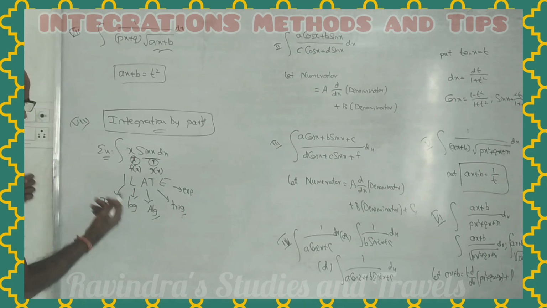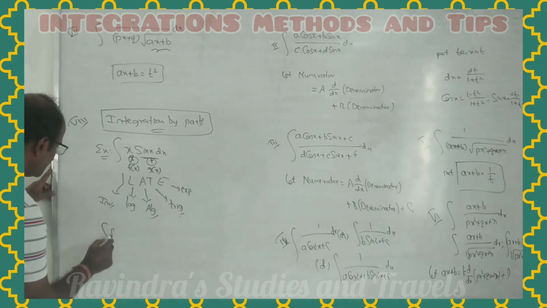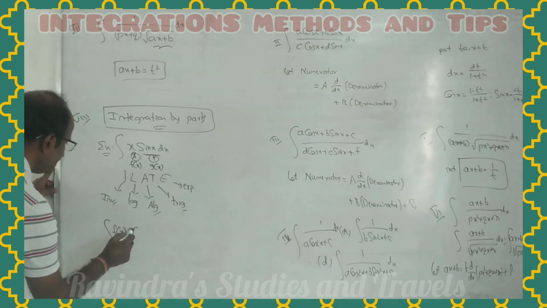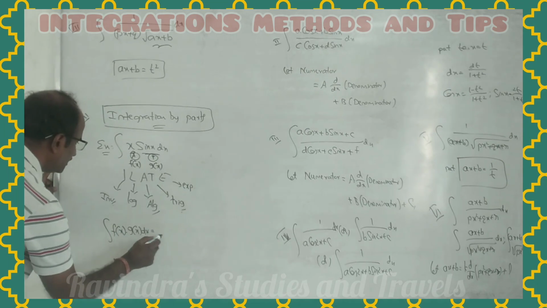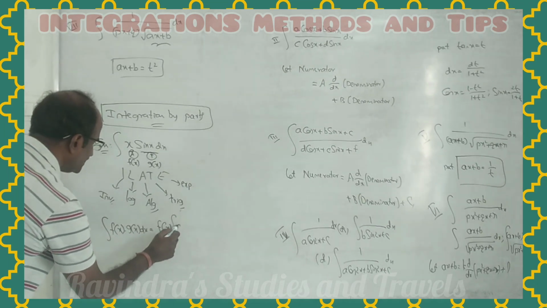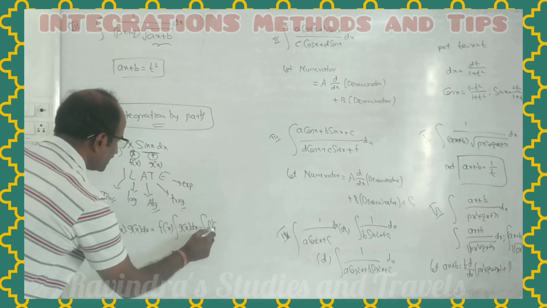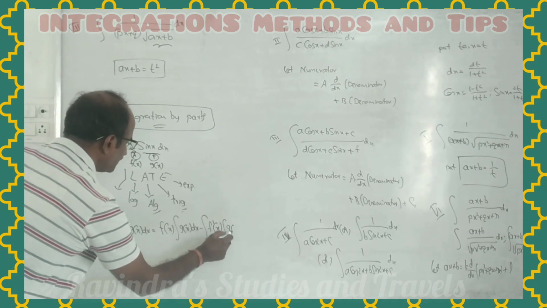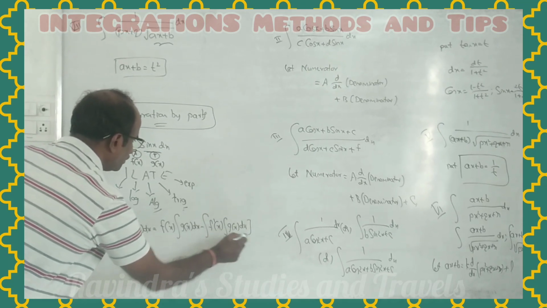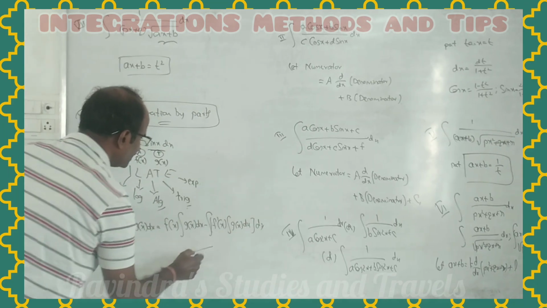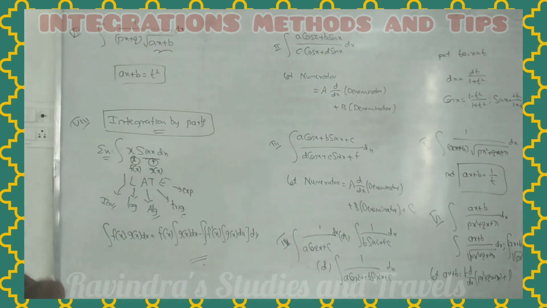Now, what is the formula? That is main now. What is the formula? Integral f of x into g of x dx is equal to f of x integral g of x dx minus integral f dash of x into integral g of x dx whole dx. So, follow this procedure and solve it.